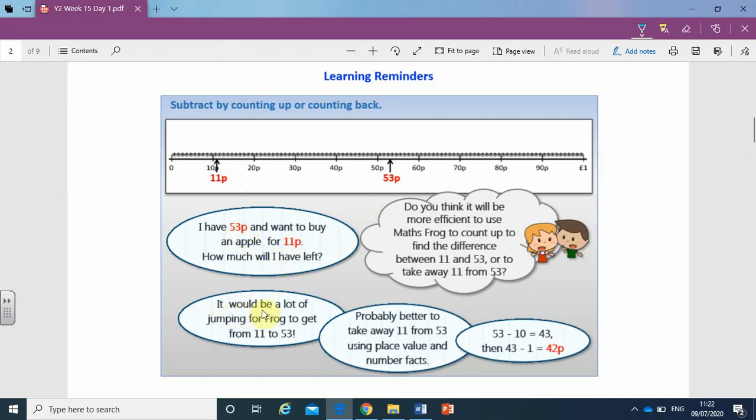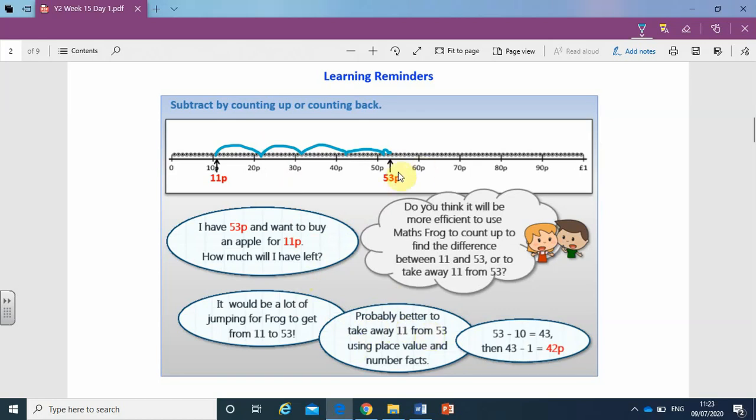So we can look at it. It would be a lot to jump the frog up to 53. So we could do our little ones. I like to do jumps of 10, don't I? So we could maybe get to the 10 and then count up. But with 11, I'd probably do a jump to 21, jump to 31, jump to 41, jump to 51, 52, 53. That's quite a lot. So I know it's 10, 20, 30, 40, 1, 2. It's quite a long way to go.